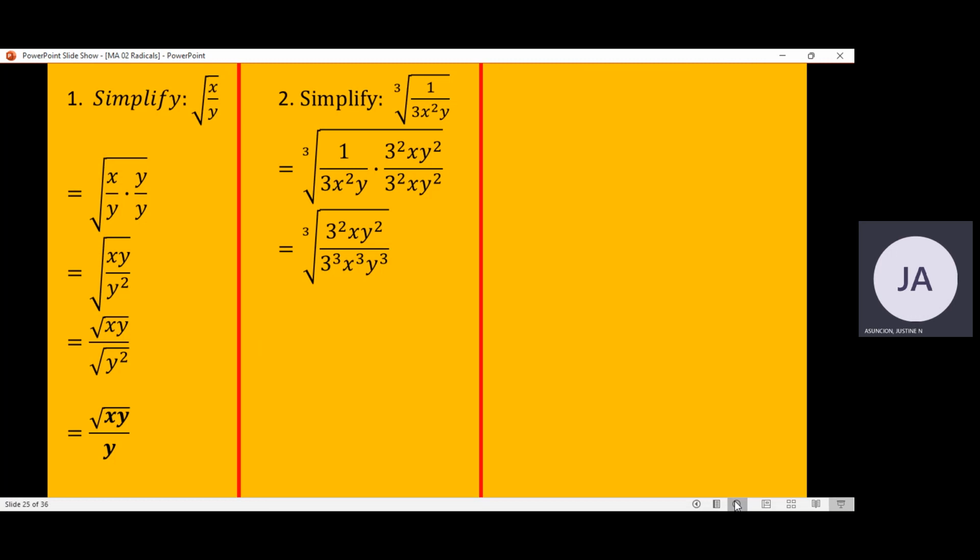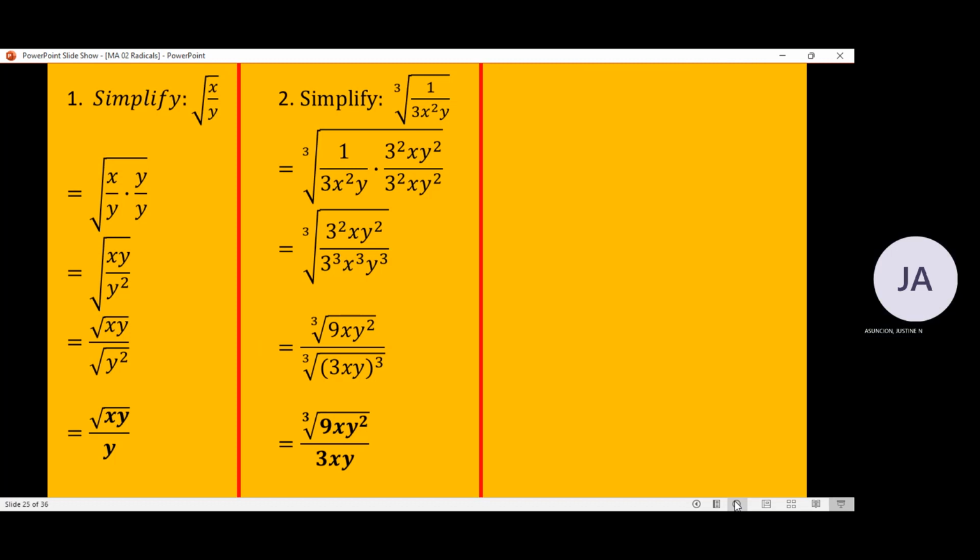Applying again the rules of radicals, our denominator is now a perfect root. So simplifying that, we have the cube root of 9xy squared over 3xy.